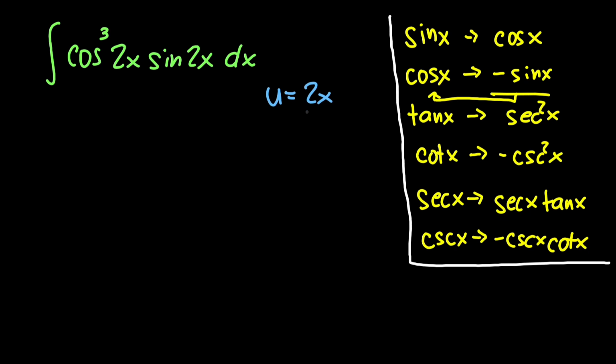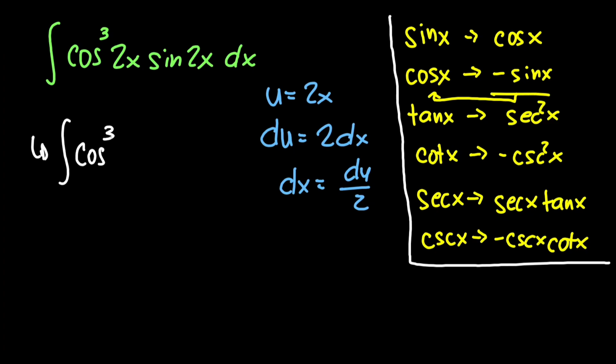So let's try u equal to x first. So du right here would be the derivative of 2x, which is 2, multiplied by dx. So dx right here would be equal to du over 2. So try substituting that. This would be the integral of cosine cube of u multiplied by sine of u. dx right here would be equal to du over 2.